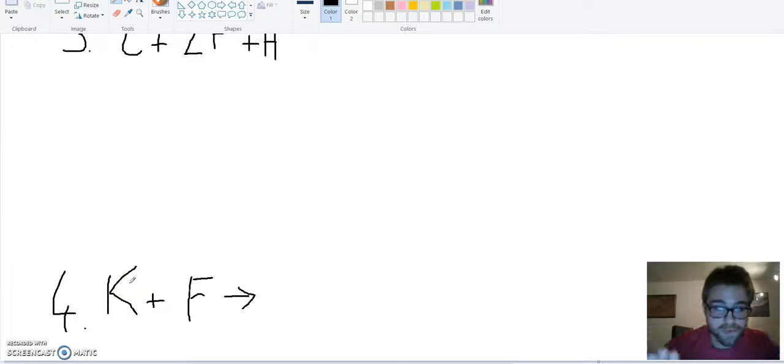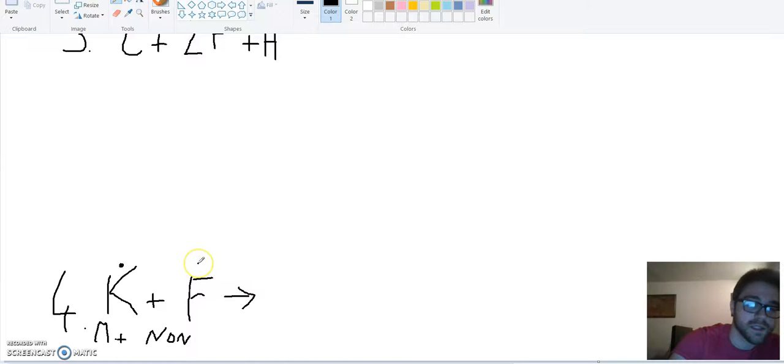All right, so going through different bonds, we're going to start with number 4 because why not? Number 4. So this is an ionic bond because we have a metal plus a non-metal. So we have a metal and a non-metal. In an ionic bond, the first thing we have to do is draw a Lewis dot diagram. Potassium has 1 valence electron. Fluorine has 7 valence electrons.